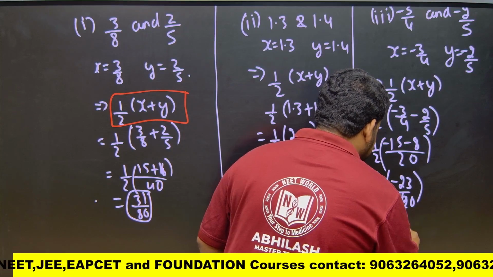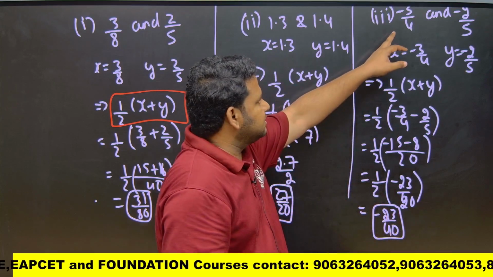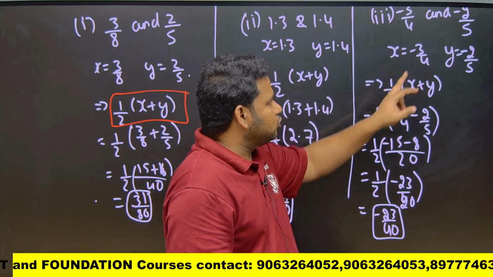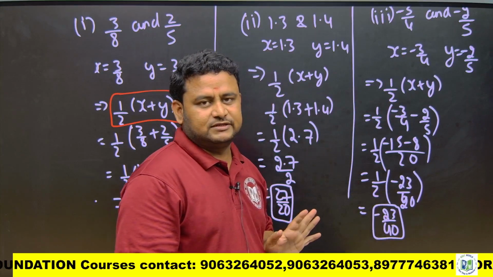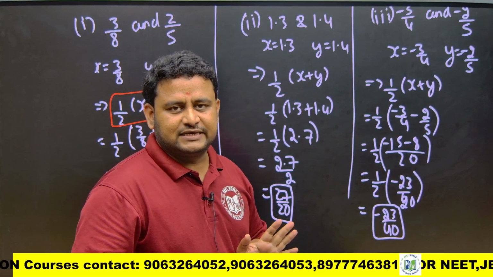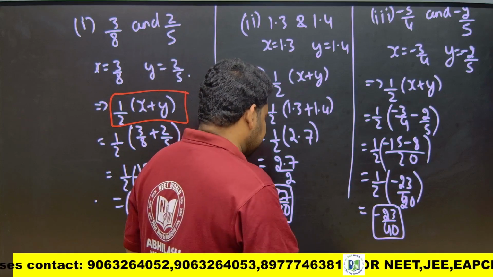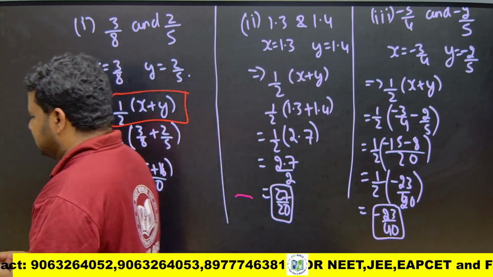So the required rational number between minus 3 by 4 and minus 2 by 5 is minus 23 by 40. This is how you have to solve this question, friends. Clear? I hope it is clear. If they ask for a single rational number, this is how you have to solve. So let us look for some more questions.